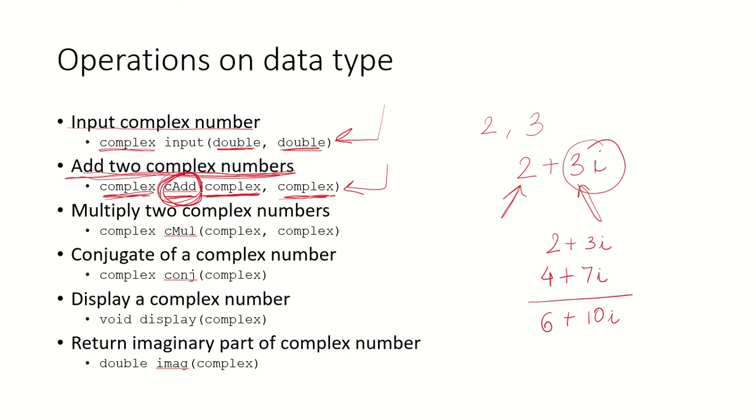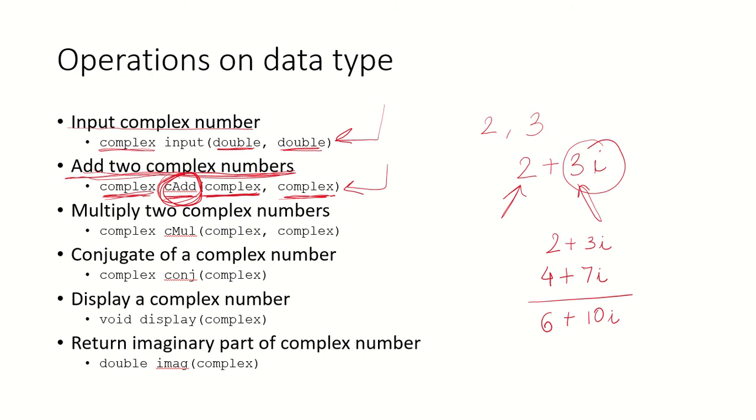How it will be done, that is not known. That is the kind of abstraction that we are talking about. We are not bothered about the internal details or about the internal implementation of how these complex numbers will be implemented, how these functions will be implemented. We are not bothered about that. We are just talking about the abstraction.